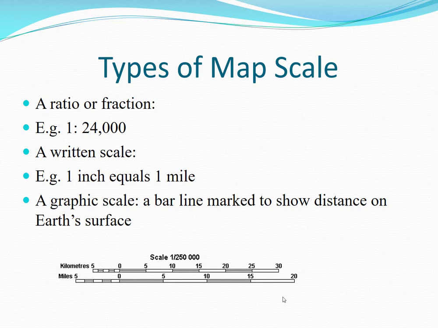The written scale is also another type of scale that can be seen on a map. 1 inch can equal 1 mile, 10 miles, 100,000 miles on the earth. And we have the graphic scale where you can measure the distance on the bar code and then translate it to what it should be on the ground.